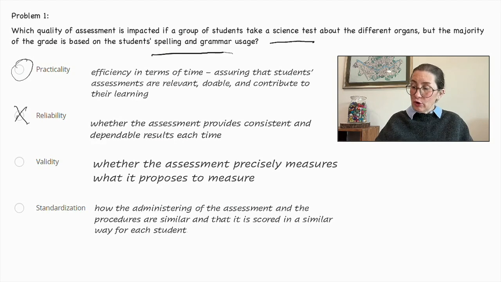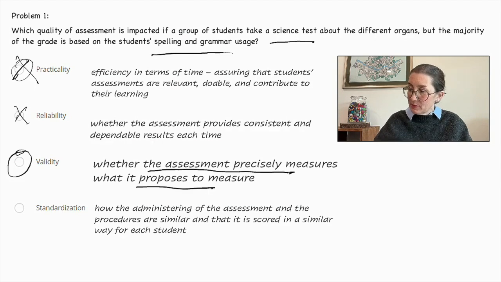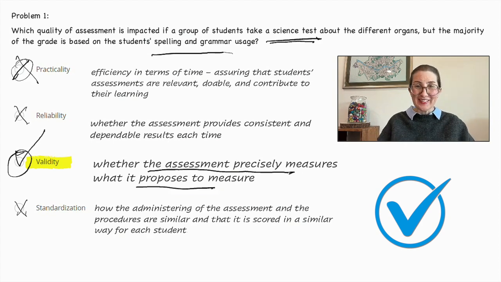Now, I think that is actually closer than practicality, so I like validity now, because it's saying precisely measures what it proposes to measure. So a science test, that is measuring the science, not the grammar. All right, lastly, we have standardization, which is how the administering of the assessment and the procedures are similar, and that it is scored in a similar way for each student. So that's not what we're talking about here either. We can eliminate that, and the correct answer is, in fact, validity.